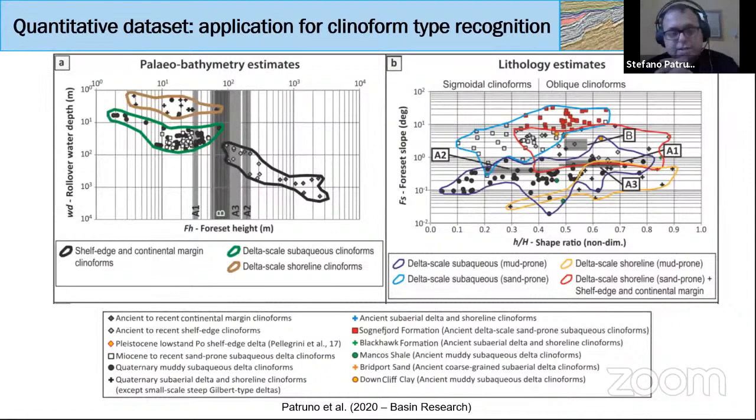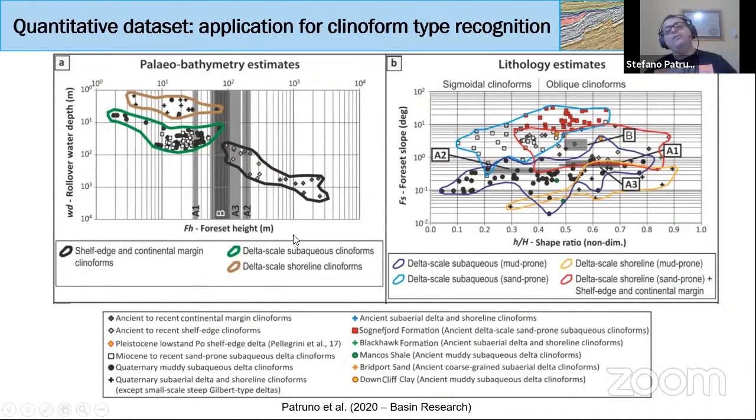Okay, so we measure these characters and we plot them into this graph. The first graph is showing, for example, rollover water depths and paleobathymetric estimates. And we have different fields here deriving from our statistical data sets from elsewhere in the world. So this field over here will be delta scale shoreline clinoforms that have quite little rollover water depth, because it's a shoreline, so it should be zero in theory, and forced height, which is delta scale. Then the green field, which also has delta scale forced height, tens of meters, but the rollover water depth is much deeper, right? Then there is this other field, the black one, which is shelf edge and continental margin clinoforms, which have much deeper rollover water depths, but also much higher forced height.